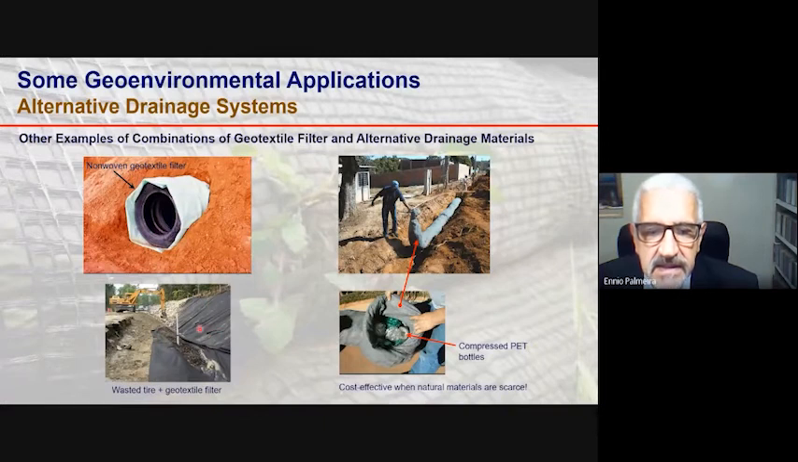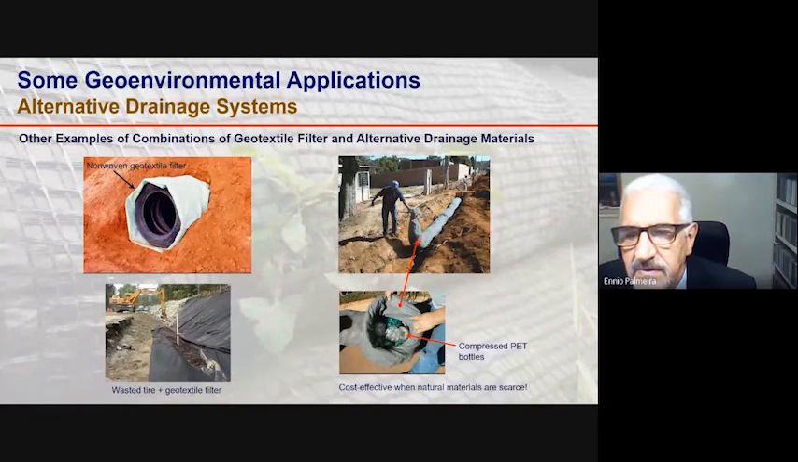In this case here, a drainage trench where the drainage material consisted of tire chips, also combined with a geotextile filter. In this case here, you have a drainage trench for a road, and the drainage layer here consisted of compressed PET bottles combined with a geotextile filter.